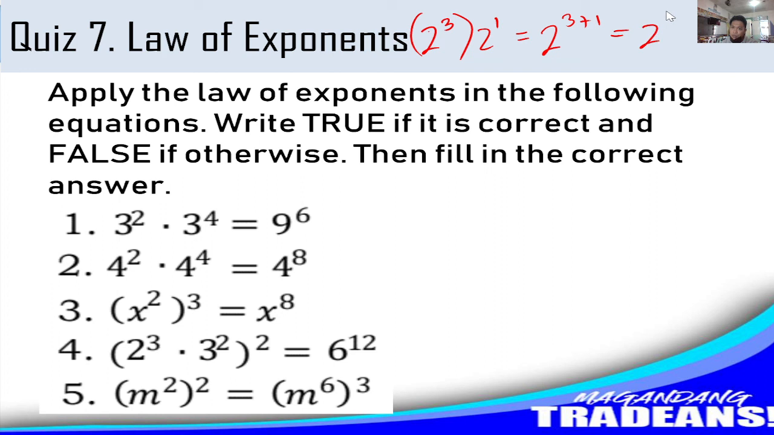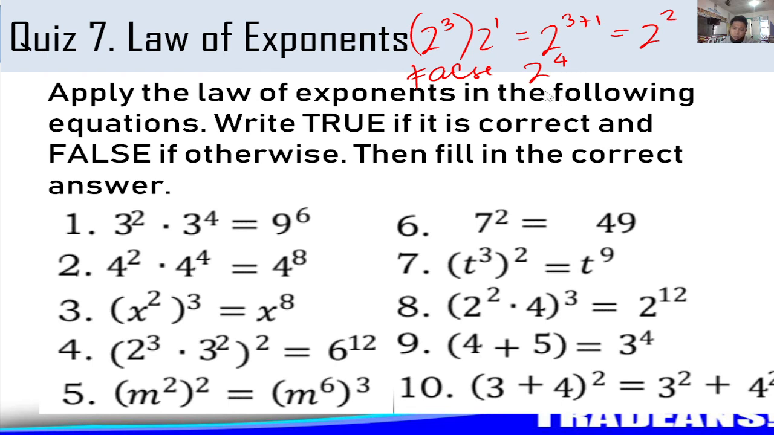Pero ang sagot, kunyari, ang sagot is 2 raised to 2. Is it correct? Of course, mali po yan. False po ang sagot. So, you write also the correct answer. 2 raised to 3 plus 1 magiging 4. Paano po nagiging 4? 3 plus 1 po. Magiging 4 po yan siya. Okay, that is now our activity for quiz number 7. 2 points po ang tama, 1 point po mali.